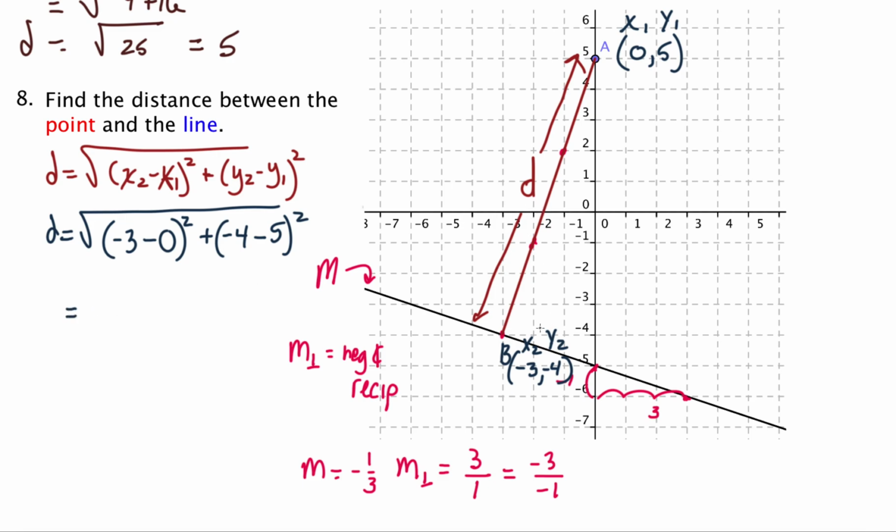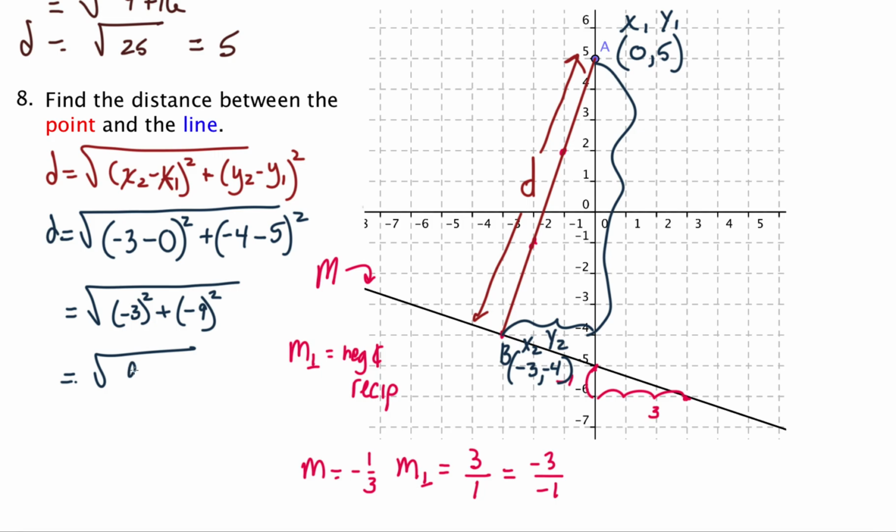So the difference in the x's here we can see is 3, and the difference here in the y's we can see is 9. See that? So this is going to be a -3 squared plus a -9 squared. Alright, so this is going to give us 9 plus 81, which is the square root of 90.